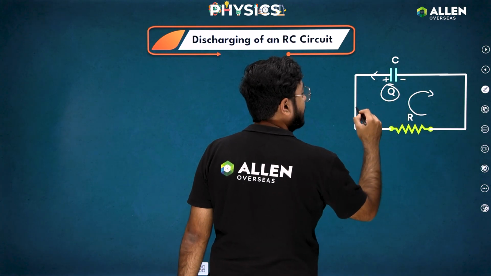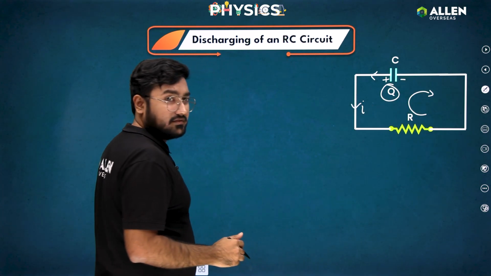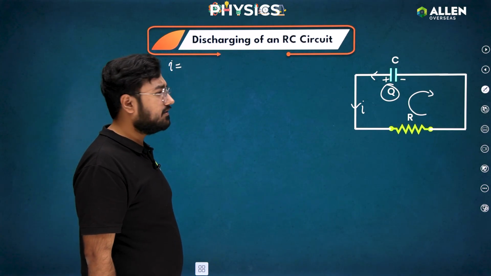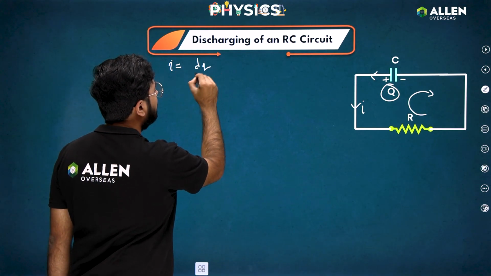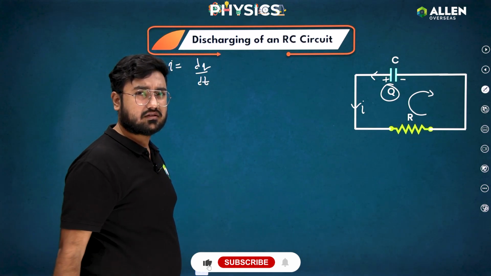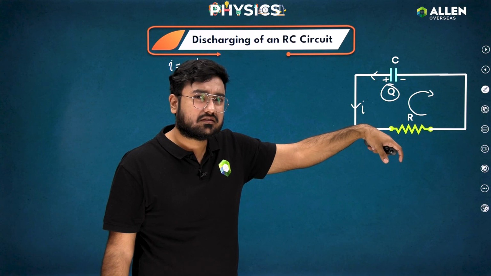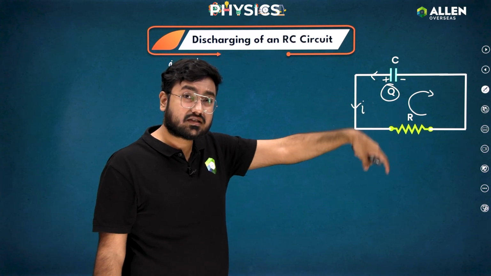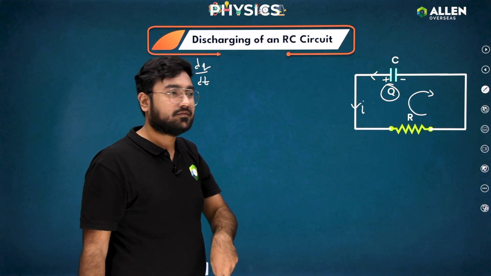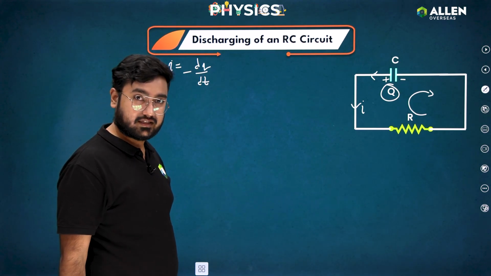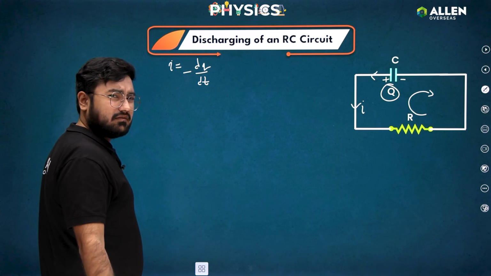Suppose this is positive, this is negative, this is current. So current is dq by dt. Are you sure? Is the capacitor charging now or discharging? It is discharging. So charge on the capacitor is decreasing, right? So this thing will be minus dq by dt, right? Yeah. Now everything is easy.